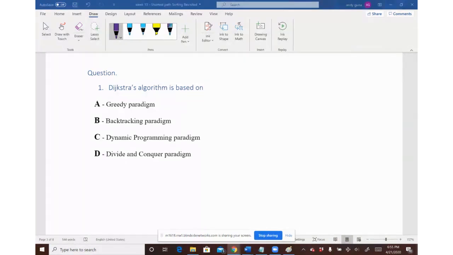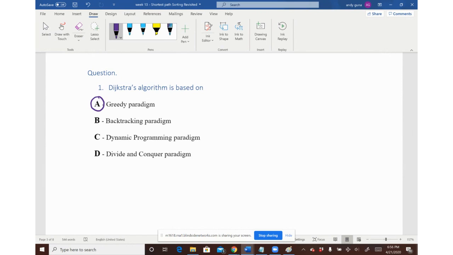Okay, so Dijkstra's, the correct answer is A. We call that a greedy algorithm, and it's a class of algorithms in computer science that takes the greediest solution. In other words, it will look for a local optimum, look for the best choice you can get without having an understanding of the global optimization.